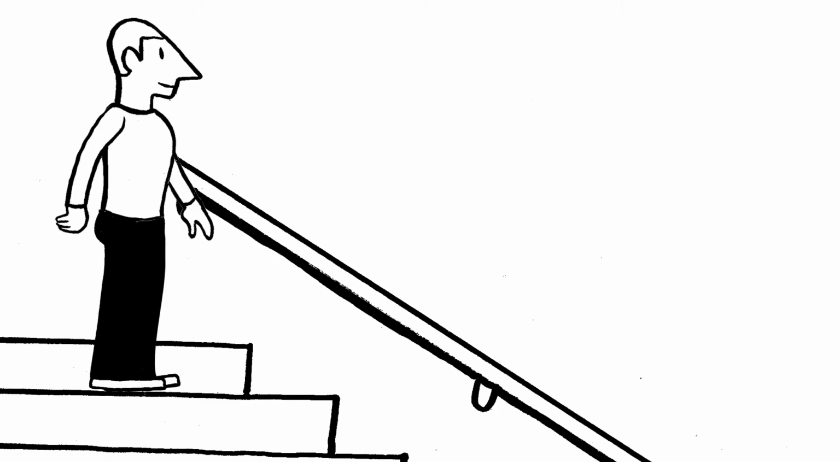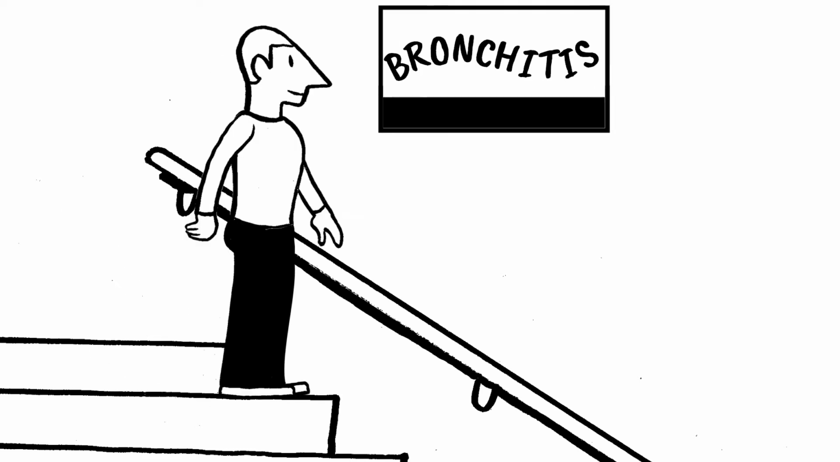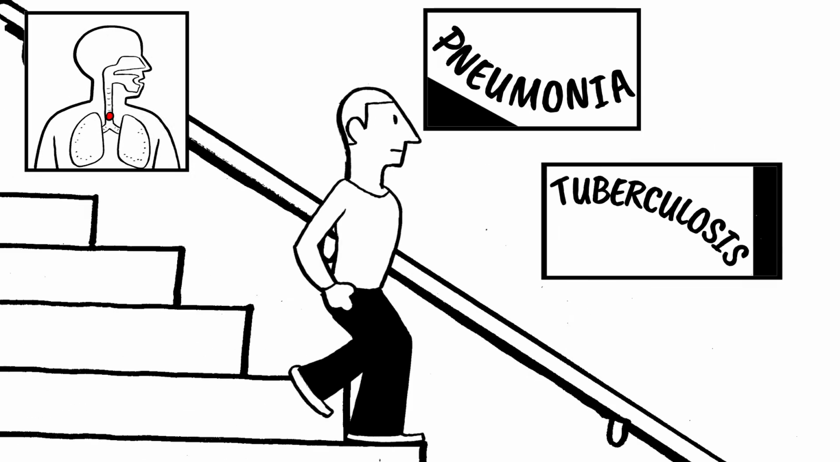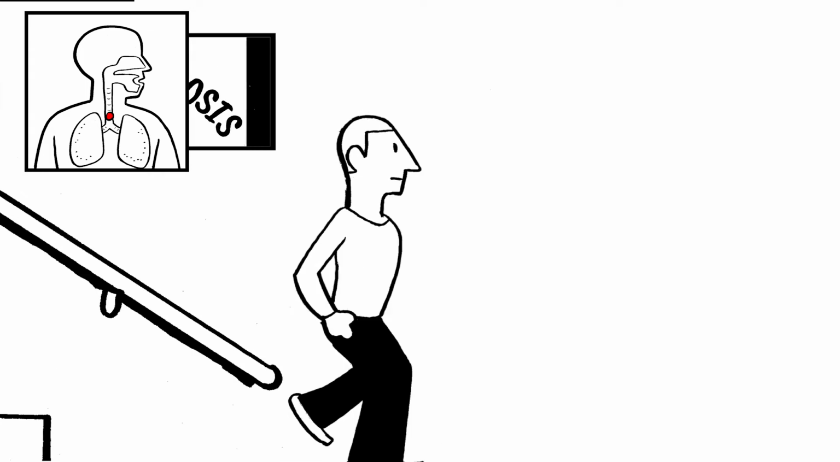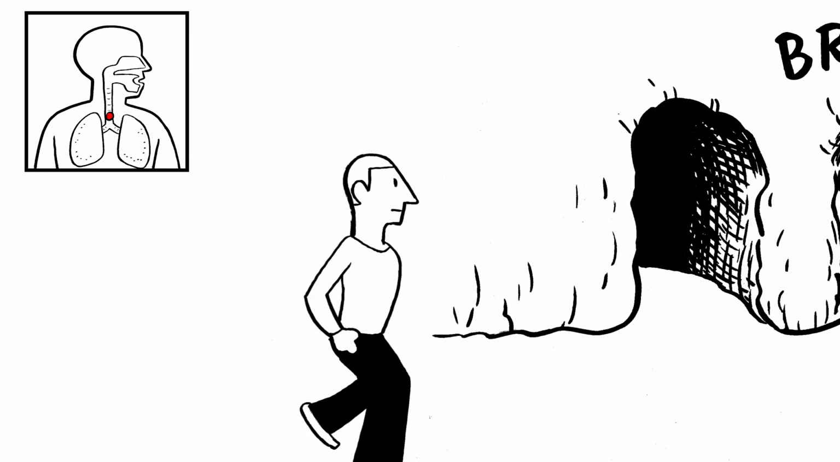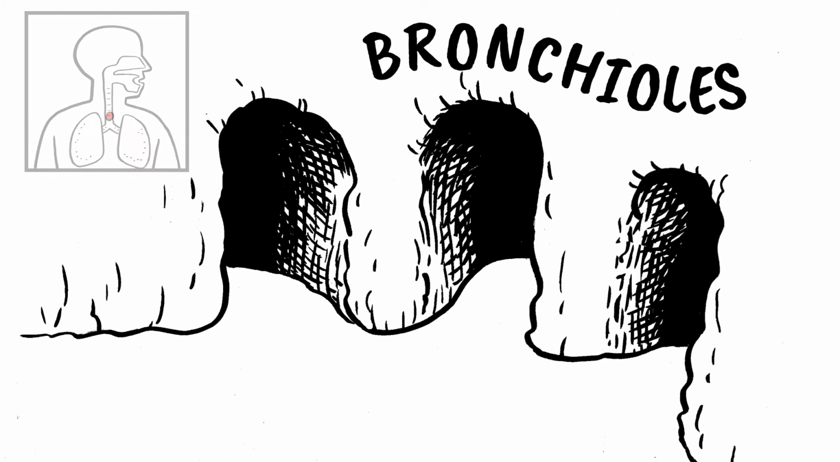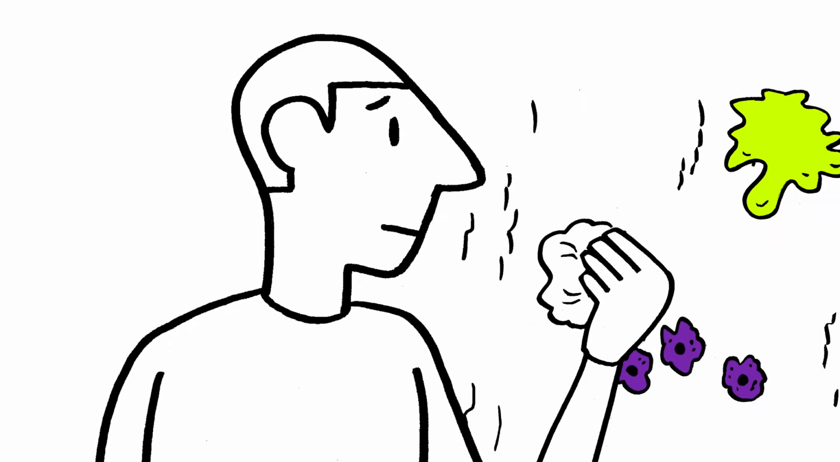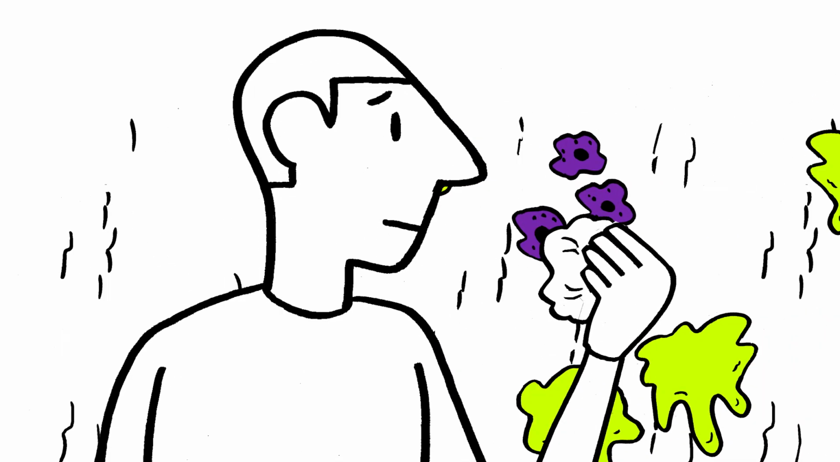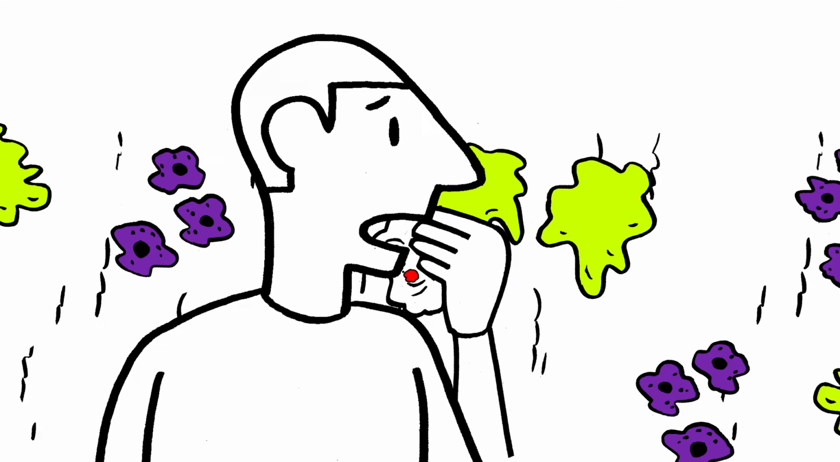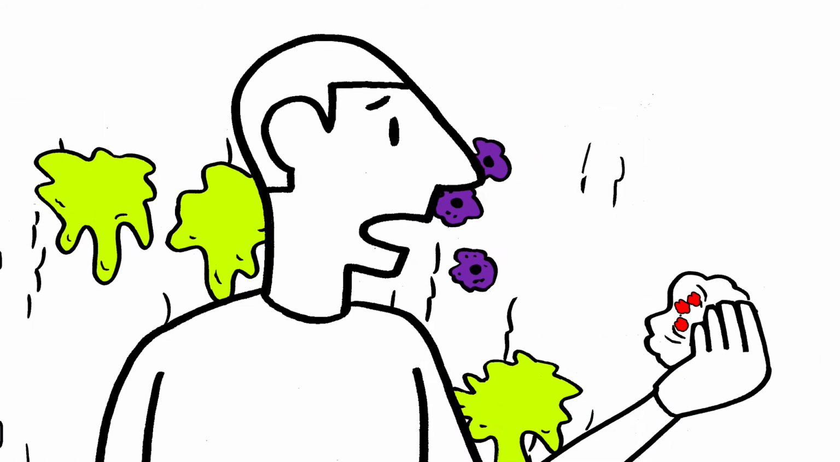Now, let's continue our journey into the lower respiratory tract, in which we may encounter bronchitis, pneumonia, or tuberculosis. Bronchitis is inflammation of the bronchioles, most commonly due to viral infection. The bronchioles become obstructed by mucus and leukocytes. Wheezing and production of red sputum may occur.